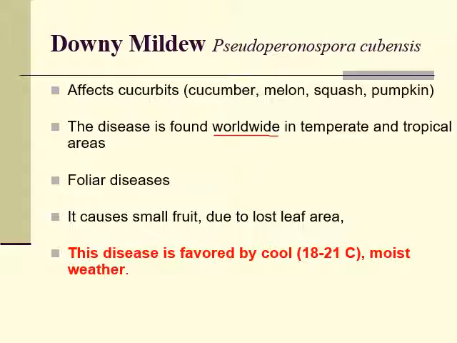For the most part, it's foliar, right? So it doesn't really go after the fruit, just like powdery mildew, but you do have smaller yields and fruit size, again, because of lost leaf area, right? But unlike powdery mildew, where there's oscillations between high and low humidity, this is strictly a cold temperature, high humidity fungal infection. That's it. So it likes cool temperatures.